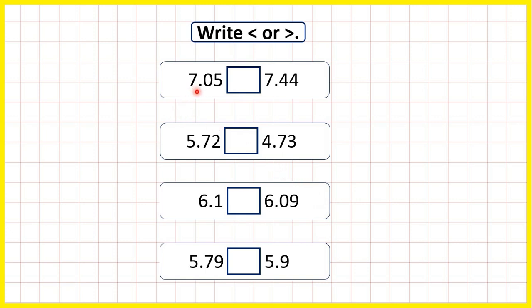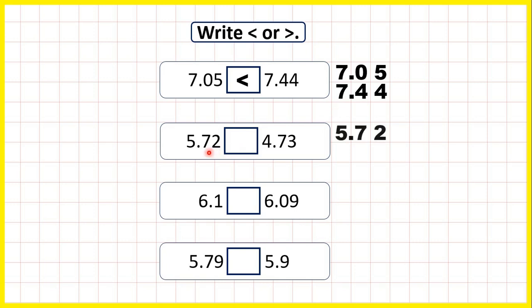Now we have 7.05 and 7.44, so we can write both numbers out with the decimal points lined up. Both numbers have 7 ones, but when we look to the tenths, we can see that the second number has 4 tenths and the first number has 0. So we don't need to look to the hundredths. We know straight away that 7.44 is the larger decimal because that has more tenths.